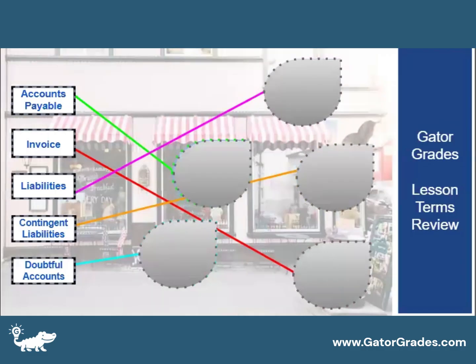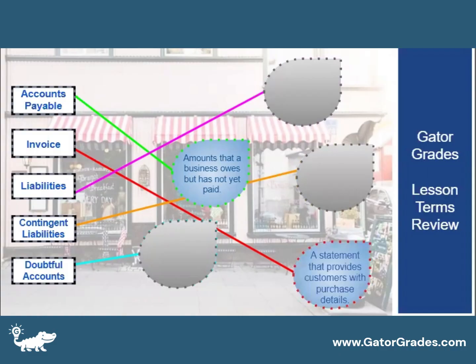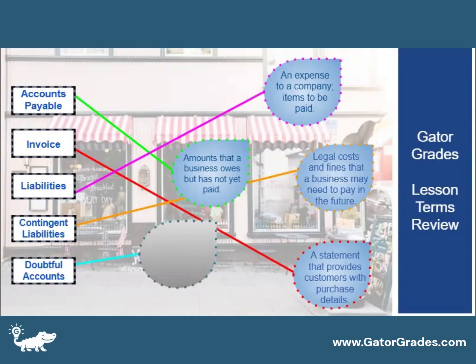What is the accounts payable liability account? Amounts that a business owes but has not yet paid. Invoice, an item that provides customers with purchase details. Liabilities, an expense to a company, items to be paid. Contingent liabilities, legal costs and fines that a business may need to pay in the future. Doubtful accounts, an amount owed to the business that is past due for more than 1 year.